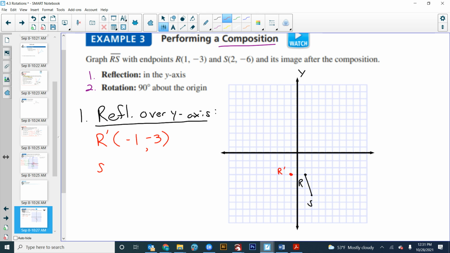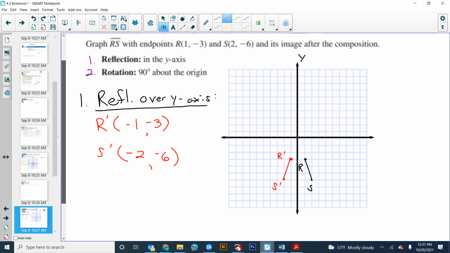S prime. Caleb, what do you think for S prime? -2, -6. Nice. -2, -6. -2, -1, 2, 3, 4, 5, 6. S prime. There's R prime. There's S prime. We are done with the first transformation.